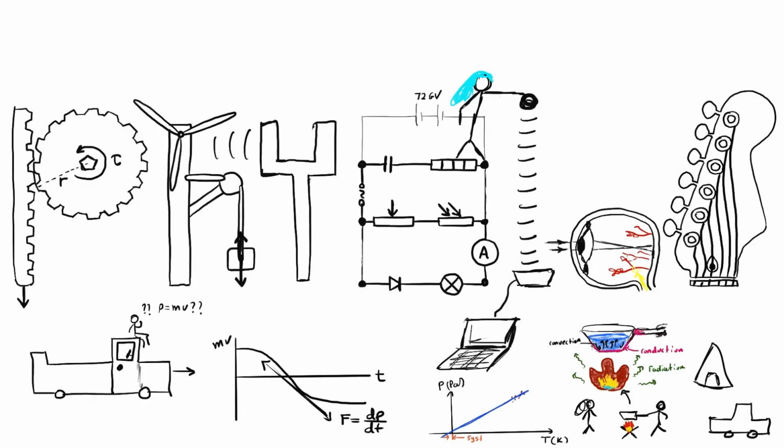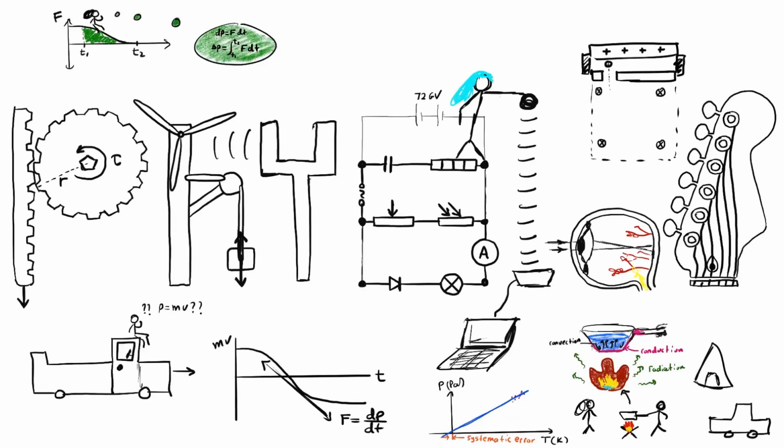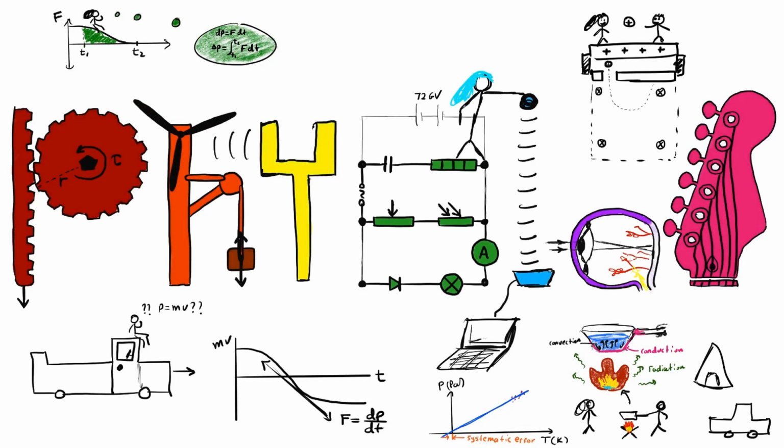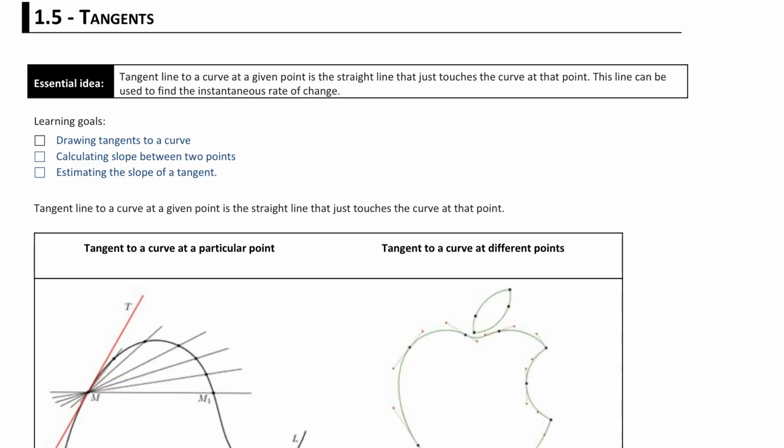In this video, we will be looking at tangents and their significance in physics. The central idea of tangents is that they are a straight line that touches a curve at only one point. And this line can be used to find instantaneous rate of change, which is a huge concept in physics. So the learning goal for this particular video is to be able to draw tangents to a curve, calculate slope between 2 points, and to estimate the slope of a tangent.